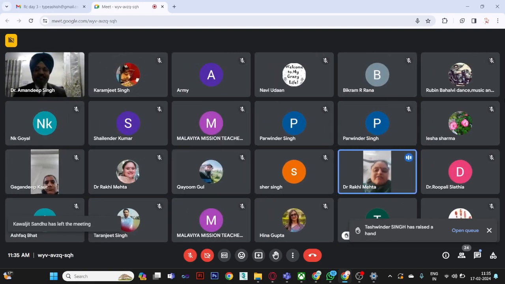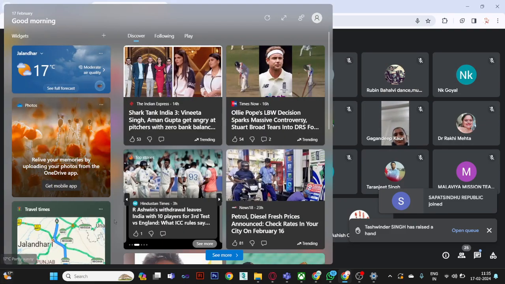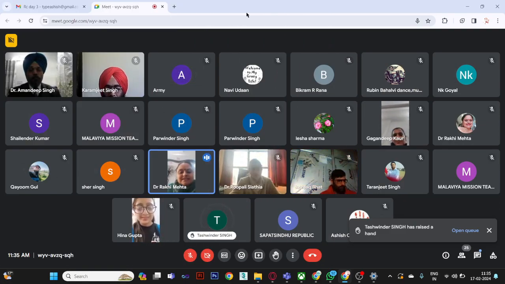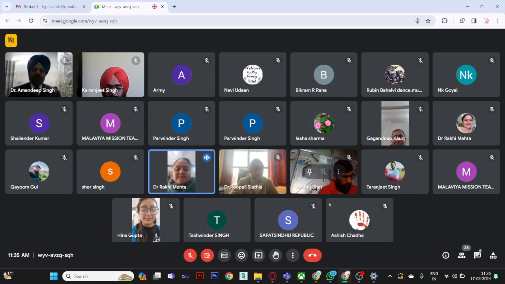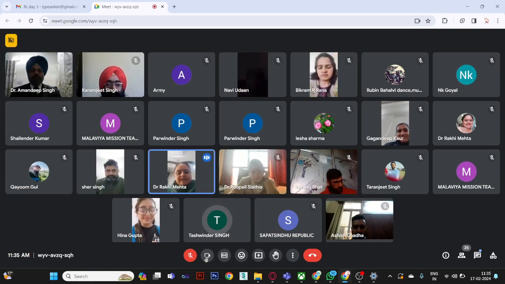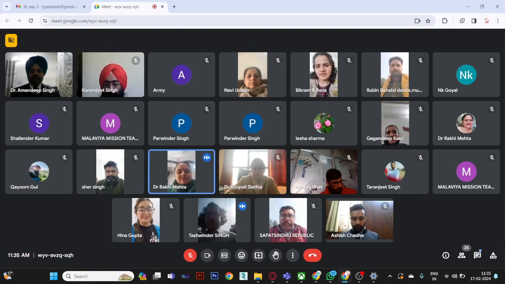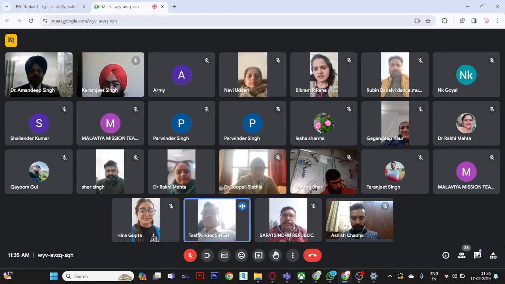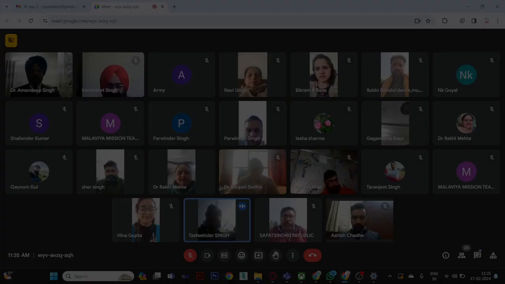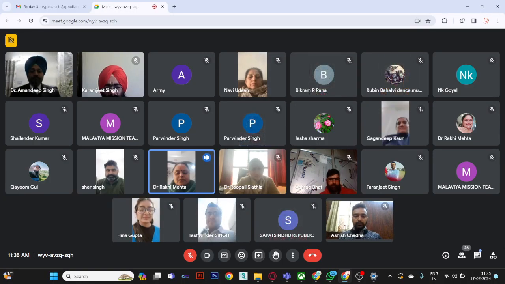Excuse me, sir. Can we have a screenshot with the respected resource person? Sir, with your permission, can we have a screenshot? I request all the participants to kindly switch on their cameras so that we can have a photograph with the respected resource person of the day. I request all the participants to kindly switch on their cameras.